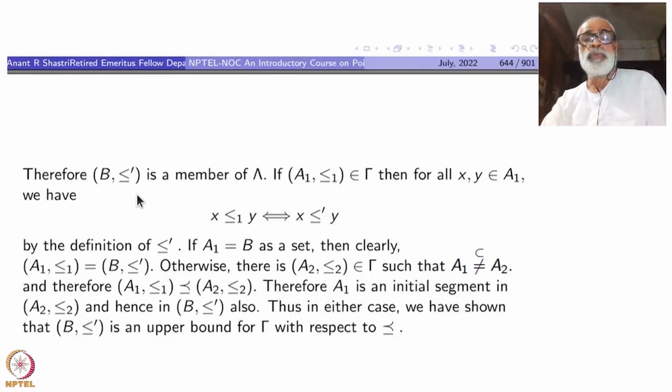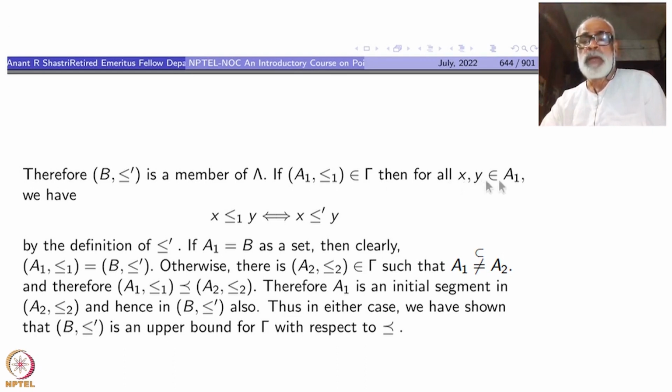Now we shall prove that this is an upper bound. So far it is well ordered, it is a member of B, a member of lambda. Now it is an upper bound for all members of gamma. Start with a member of gamma.